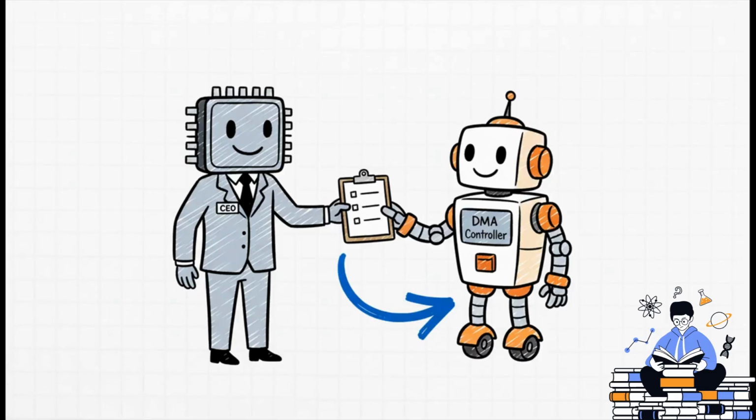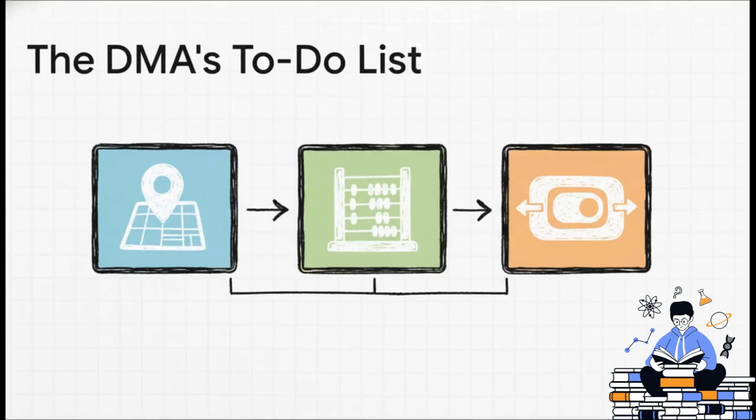But of course, this assistant can't just go rogue. It needs directions, right? The CEO doesn't do the whole job, but it does hand over a very clear, very simple to-do list before stepping away. And you know what? That to-do list is actually incredibly simple. The CPU just gives the DMA controller three little pieces of information. First, the address register. Where is this data going? Second, the word count register. How much data are we moving? And third, the control register. Are we reading this data or writing it? That's it. With just those three instructions, the DMA is good to go.